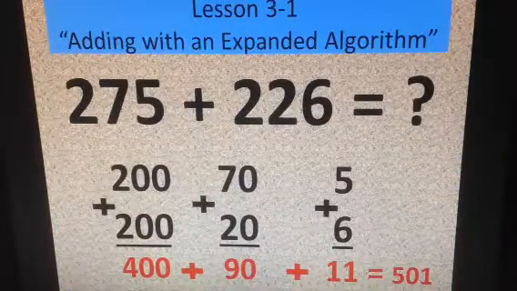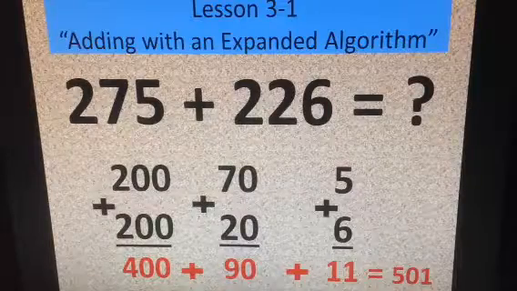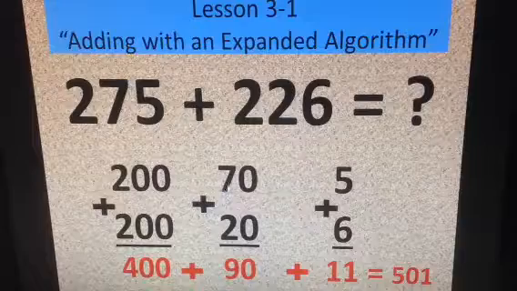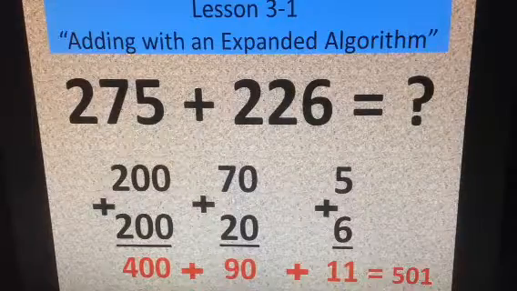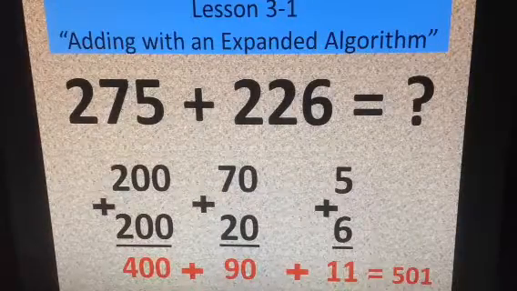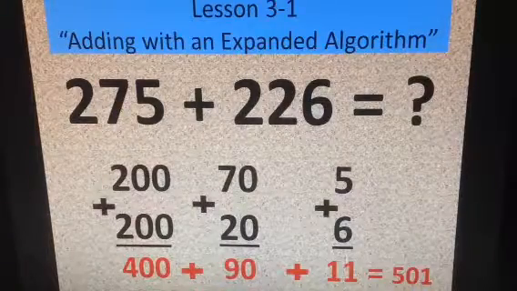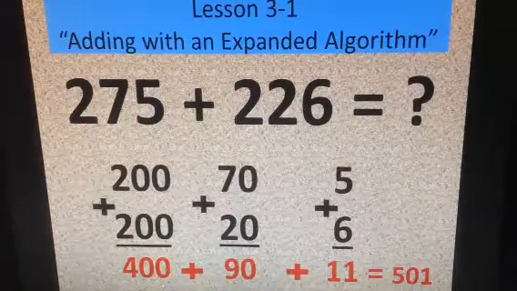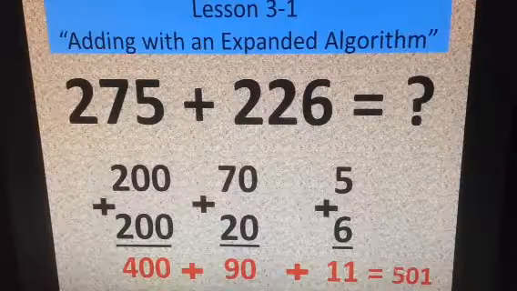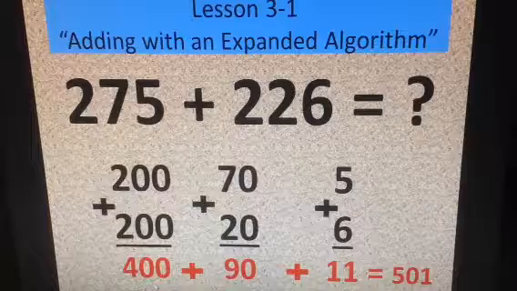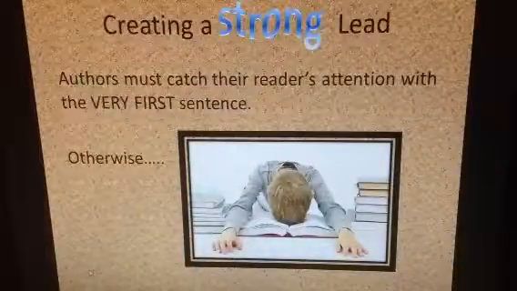When you start adding these, you see why it's tricky. 200 plus 200 is 400. So far, so good. 70 plus 20 is 90. 5 plus 6 is 11. When you add those up, you get 501. So there's some regrouping we're doing when we're adding these sums. It was tricky. That's it for today.